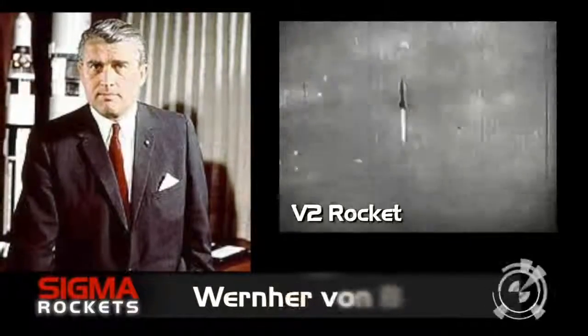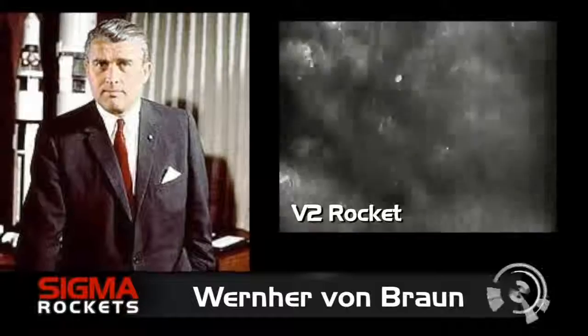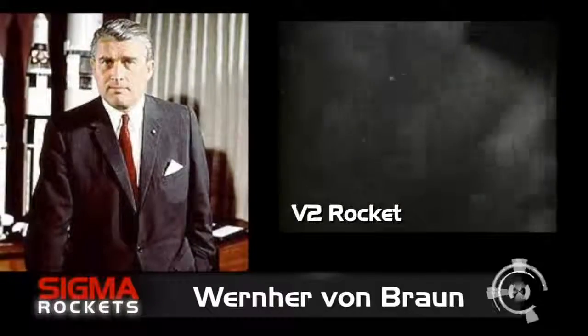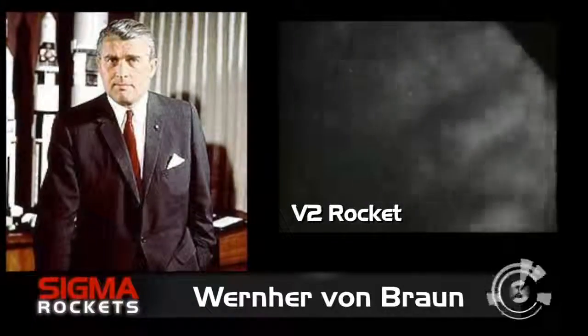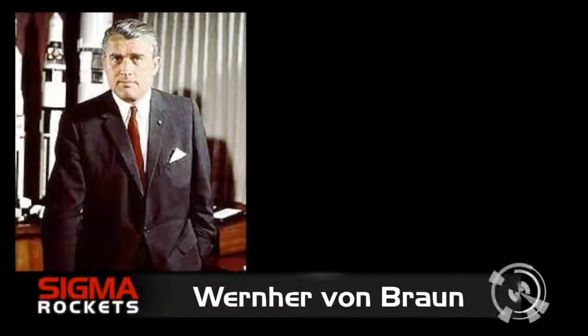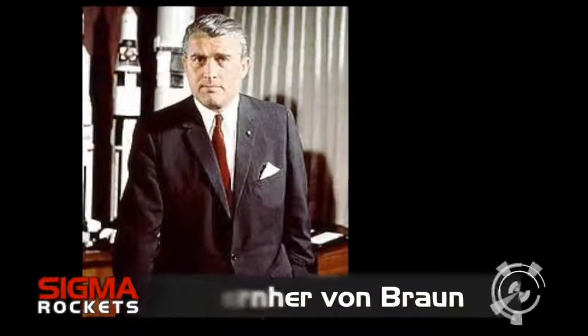The late 1930s saw the V-2 rockets developed in Germany, led by Wernher von Braun. Von Braun would later become instrumental in the Apollo program that would send humans to the moon.